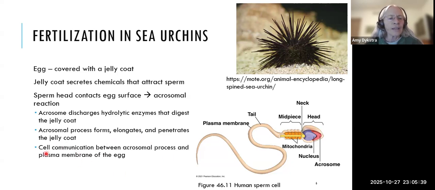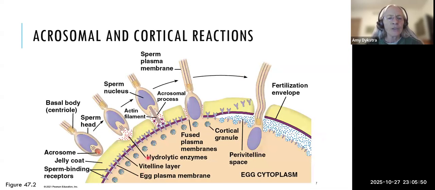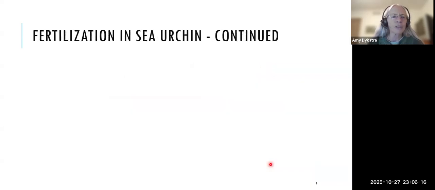Then there is a direct cell-to-cell communication between the acrosomal process and the plasma membrane of the egg. So there are proteins on the surface of the acrosome, and these proteins can bind to the receptor proteins that are embedded in the egg cell membrane. So we have a direct communication happening there. This direct communication causes, well, I'll go on to the next slide and show you in words what this causes.